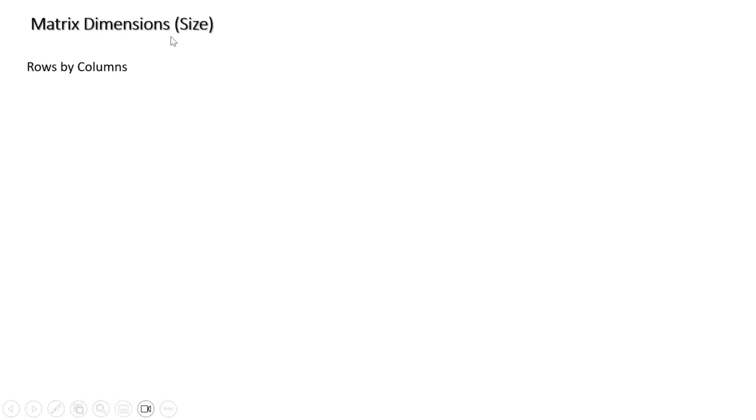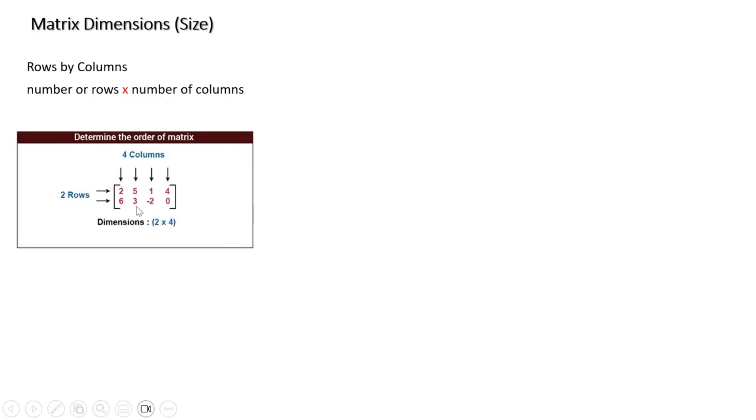Now, this is called the dimension of a matrix. It's called rows by columns: the number of rows times the number of columns. So for example, in this matrix here, these are 2 rows, the ones that are across, and there are 4 columns. So the dimensions of this matrix are 2 by 4.